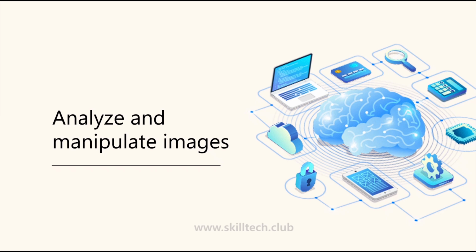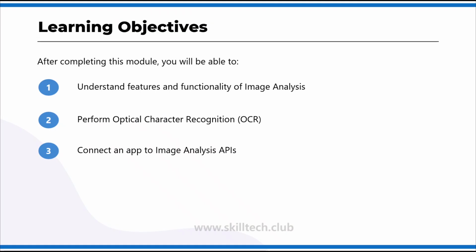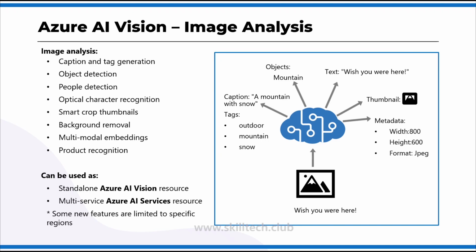Let's start with analyzing and manipulating images. After completing this module, you will be able to understand the features and functionality of image analysis. We will perform OCR, optical character recognition, and we will also connect an app to the Image Analysis API so that we understand how our client-side application development will work with the Image Analysis API. But first, let's start with Azure AI Vision Image Analysis.